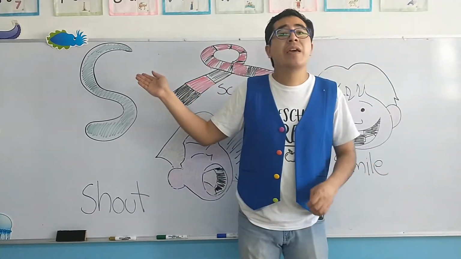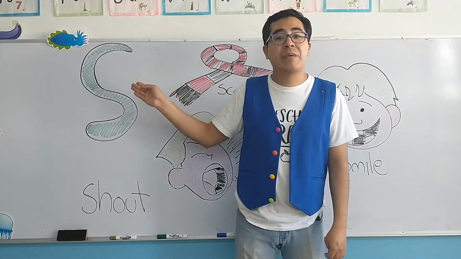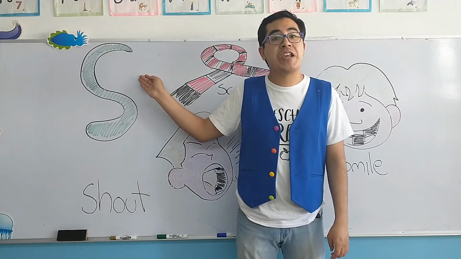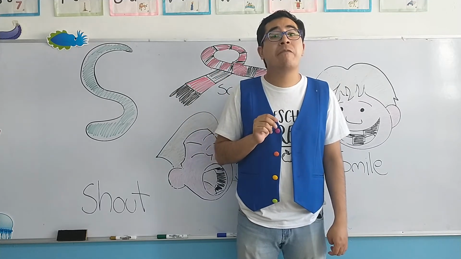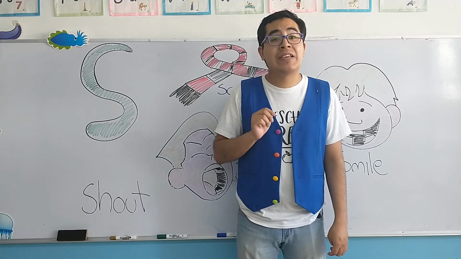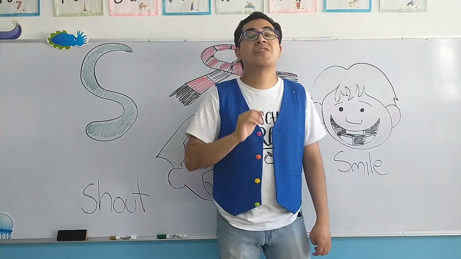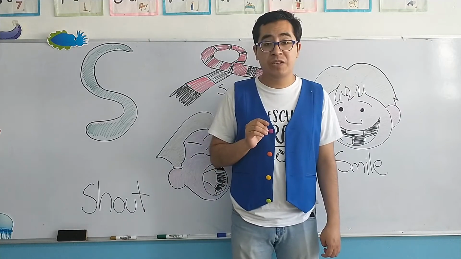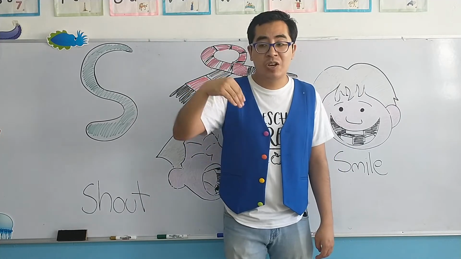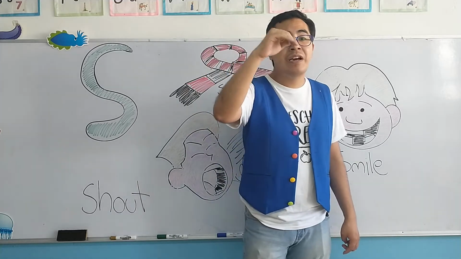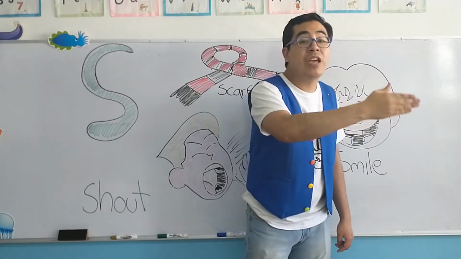As you can see, capital S, we have it right here in color green. And the shape and form of capital S is like a snake. Okay, remember the snake, it's the animal of the jungle, that dangerous animal that is crawling through the desert.